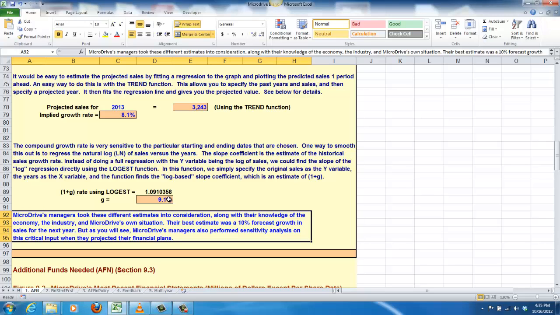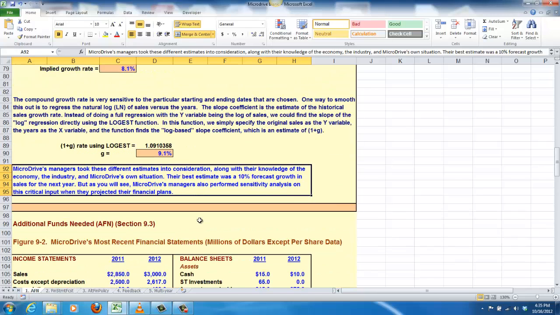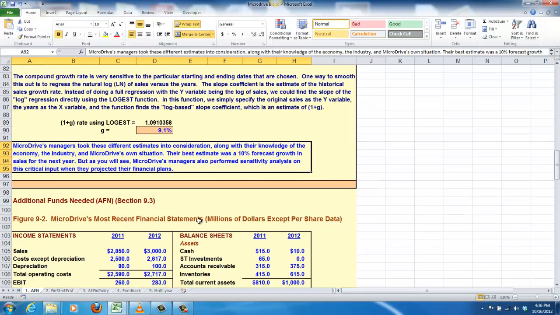So what we want to do is take these historic sales growth rates into consideration when we look at the firm, but also recognize the fact that things are changing, and we have to include that information. So the managers of Microdrive have looked at their environment, and they forecasted a 10% growth in sales for the next year, and we'll include that down below.